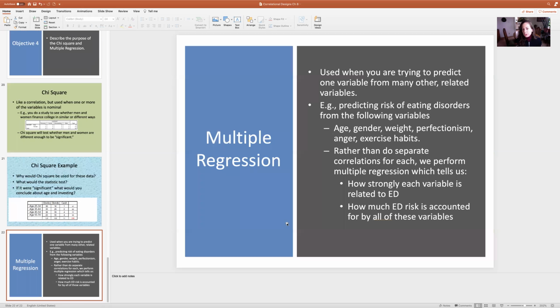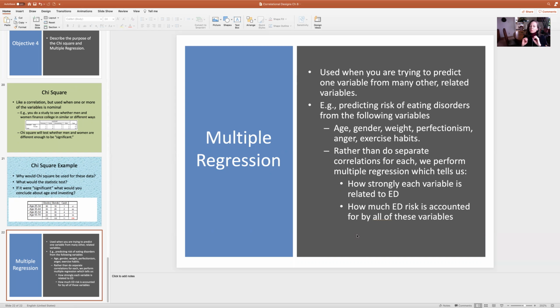Finally, multiple regression is used when you're trying to predict one variable from many other unrelated variables. So it's kind of like you have a whole bunch of variables, not just two like we would normally do with the Pearson R. You are going to have a bunch of other variables. So for example, let's say I was trying to predict the risk of an eating disorder like anorexia nervosa or bulimia nervosa. And I have all these variables. I have age of people, I have their gender, I have their weight, I have a variable called perfectionism, how much they want to be perfect, I have anger, I have their exercise habits.